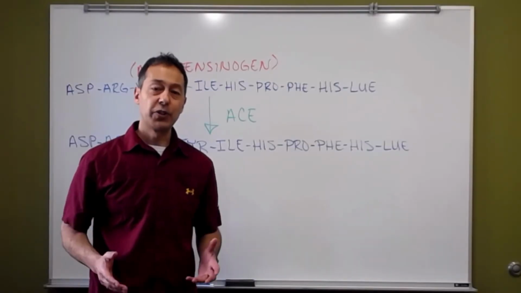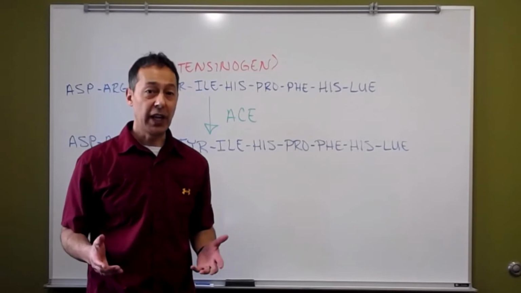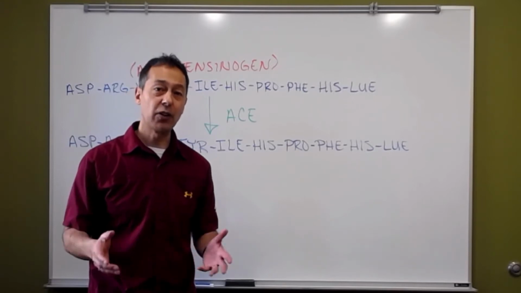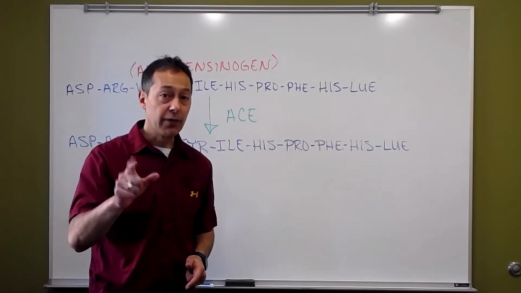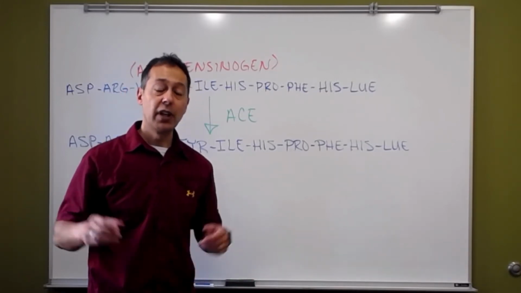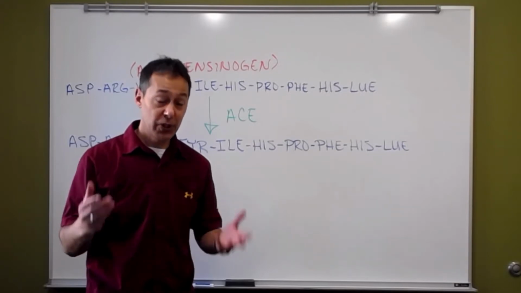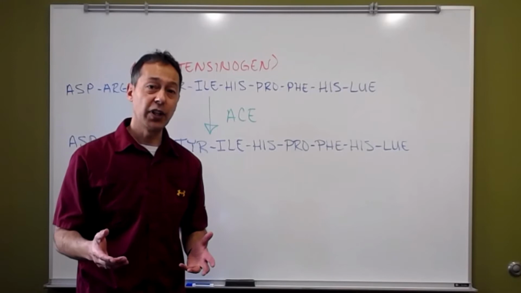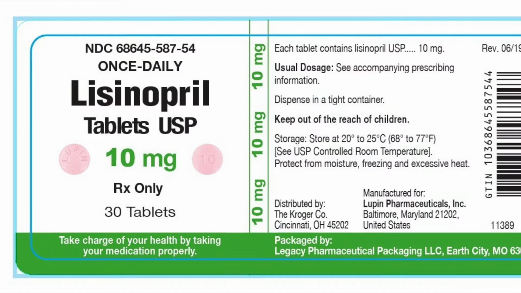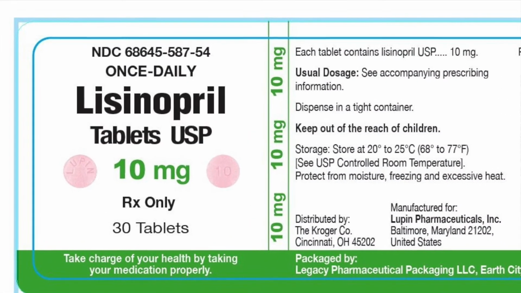Hello biochemistry students. Now that we've learned a little bit about enzymes, we can take a look at the medical implications of some enzymes and their activity. The first one we're going to take a look at is the drug called lisinopril. Now lisinopril is a common blood pressure medication. If you talk to anybody who's over the age of 65, they probably know what this drug is.